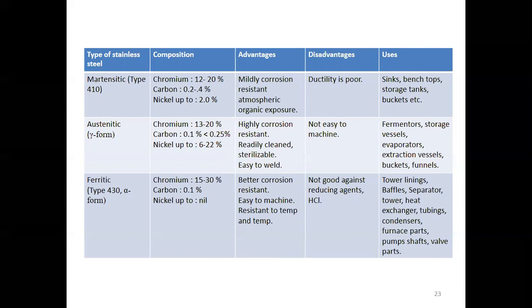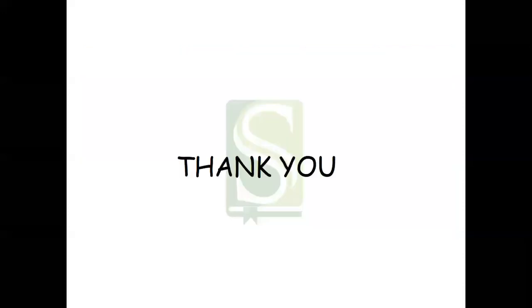Next type is the ferritic, that is type 430, which is the alpha form. It contains chromium 15 to 30%, carbon 0.1%, nickel 0. It has better corrosion resistance, it is easy to machine, and it is resistant to temperature and pressure. It is not good against reducing agents like HCl. It can be used in tower linings, baffles, separator towers, heat exchangers, tubings, condensers, furnace parts, pump shafts, valve parts, etc. So this was all about ferrous metals as a material of construction.